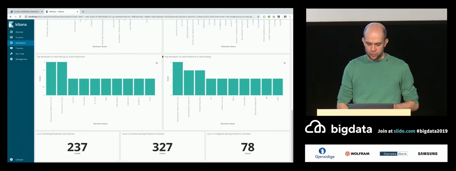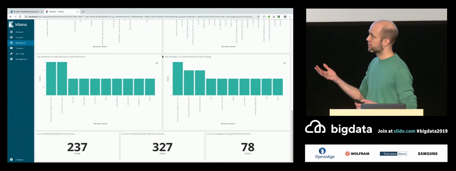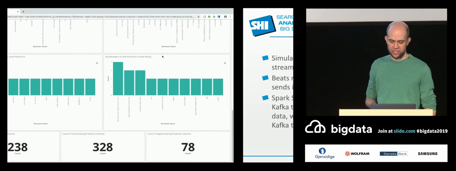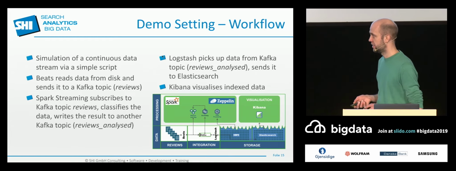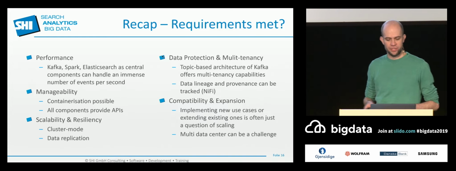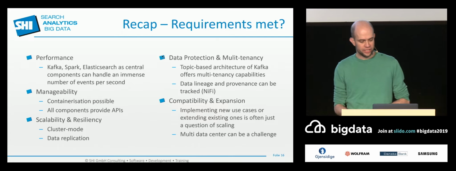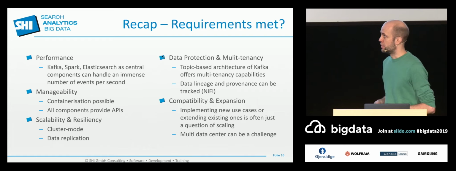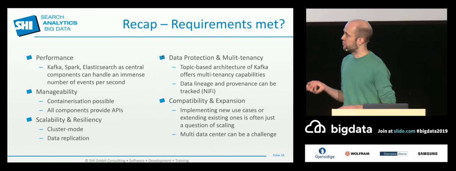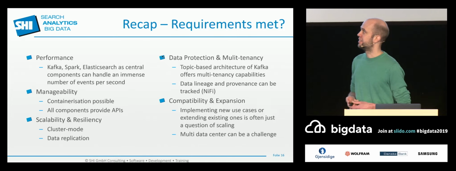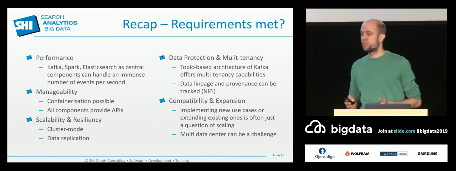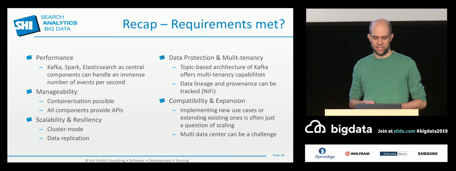So that's kind of what we can do with Kibana to just visualize data that we have indexed. And as we have seen, we have a couple of components here, and we might want to recap how well the requirements were met in general. So one key requirement was performance, so high throughput, low latency. And we can achieve that, in fact, with Kafka, Spark, and Elasticsearch as our central components, because they can handle huge amounts of events per second.